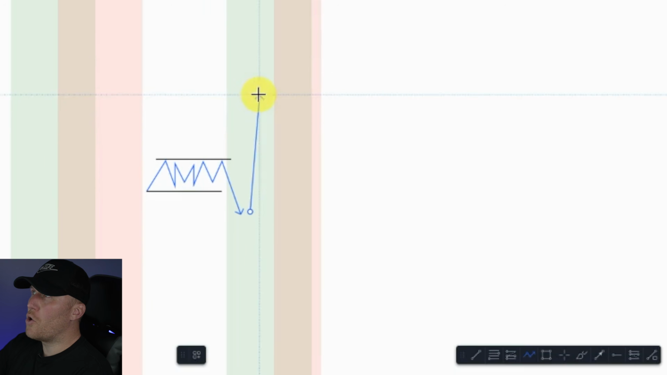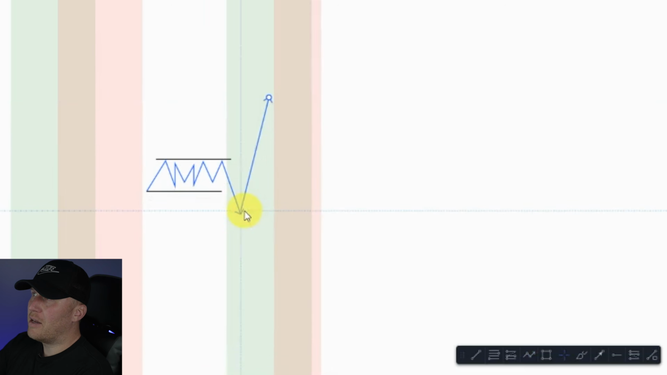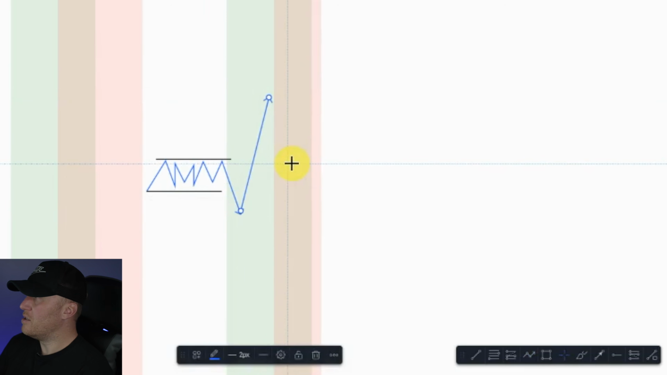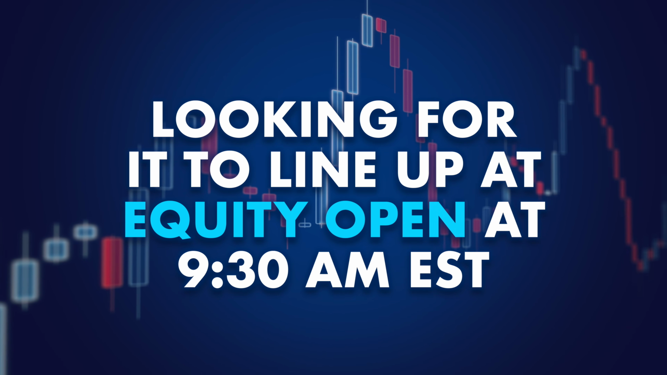And what we want to see is price break out to one side and then aggressively go in the other side. So it's gonna look like it's breaking out to the downside like this, and then we want it to aggressively go up like this. And a lot of the times we'll see that happen in London, but this pattern is very common, but I like to see this line up, especially for the equity open at 9:30 a.m. Eastern. That's when I'm looking for my entry.